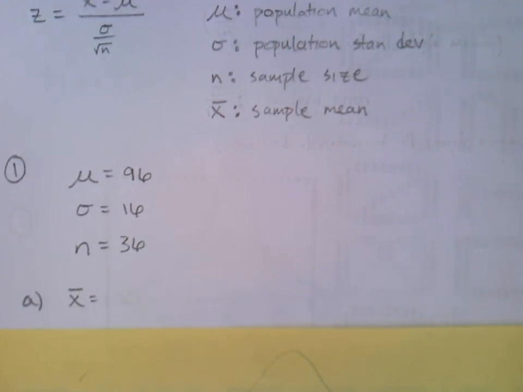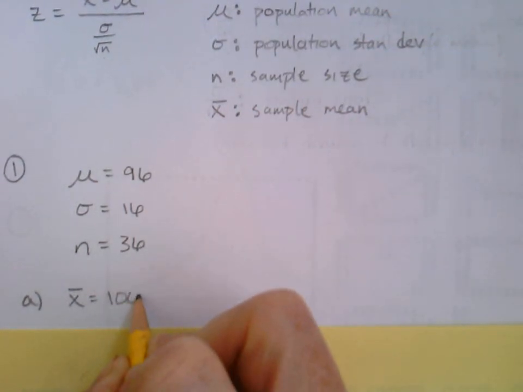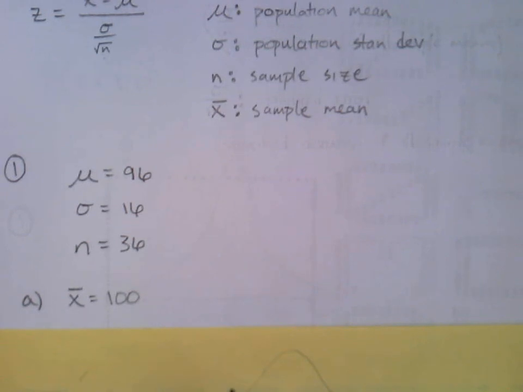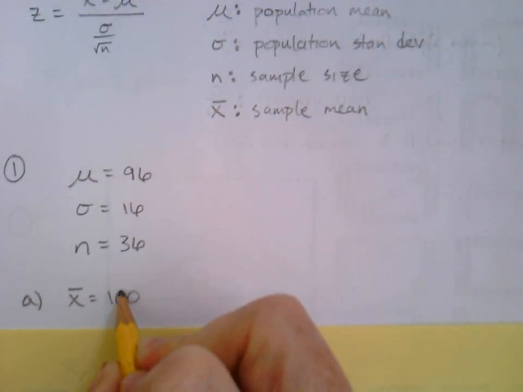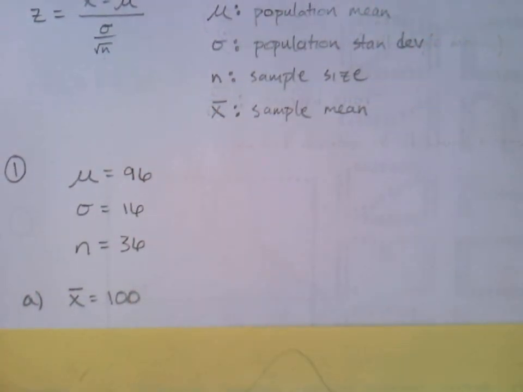Then we get into part A. Find the probability that the mean age of a sample is less than 100 months. Okay, well, the last piece of information we need, of course, is X bar, and that's the 100. Remember, X bar is a sample mean, and that's what they tell us. The mean age of a sample is less than 100. So we're gonna take our X bar to be that sample mean of 100.